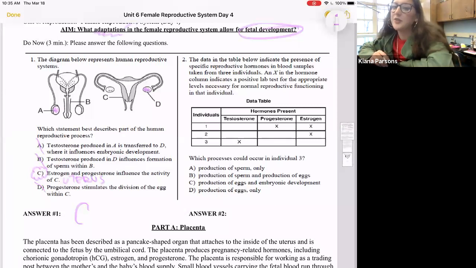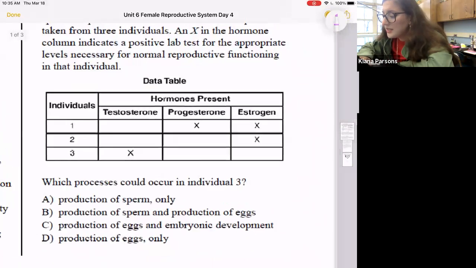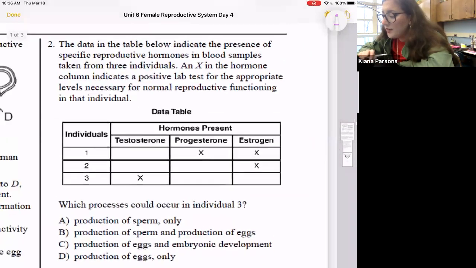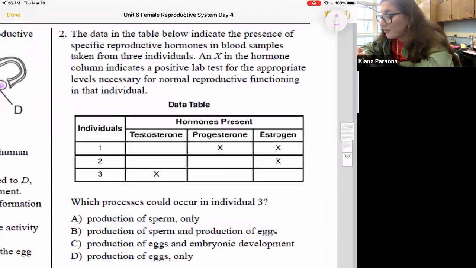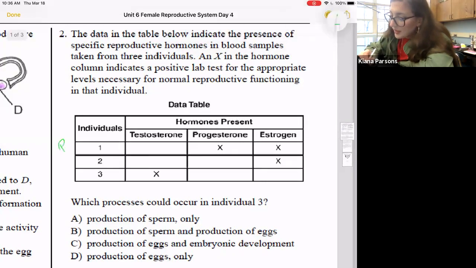Let's take a look at question number 2. The data in the table below indicates the presence of specific reproductive hormones in blood samples taken from 3 individuals. An X in the hormone column indicates a positive lab test for the appropriate levels necessary for normal reproductive functioning in that individual. So we can see here in this data table, individual number 1 has no testosterone present, but they have progesterone and estrogen. So this should tell us right away that individual number 1 is pregnant, right?